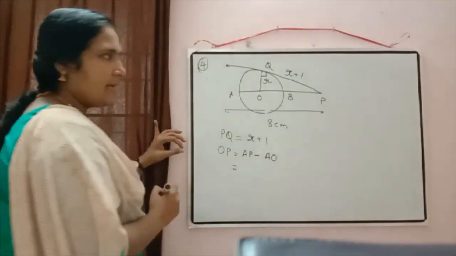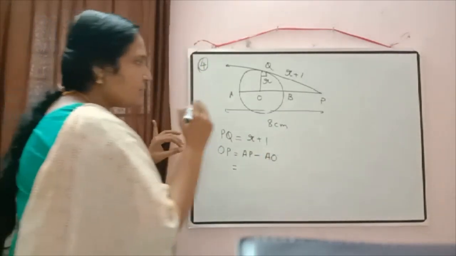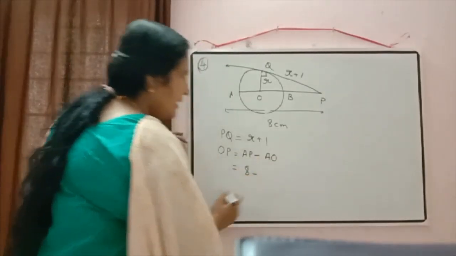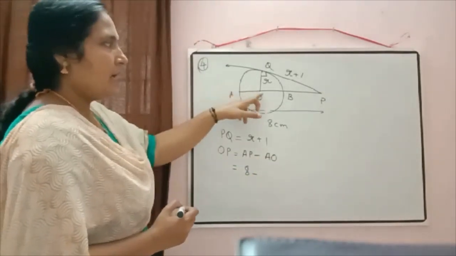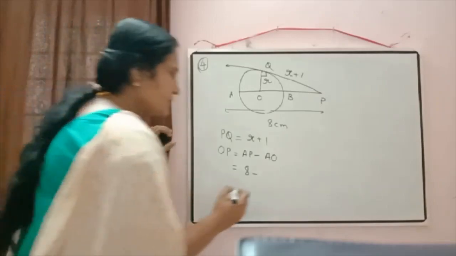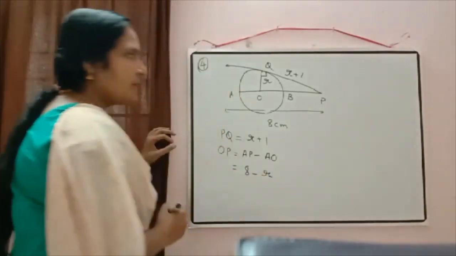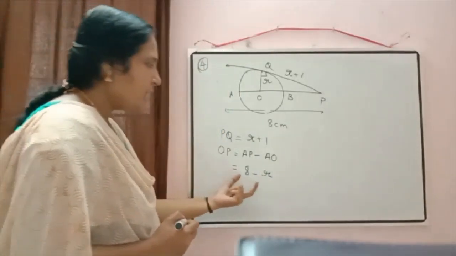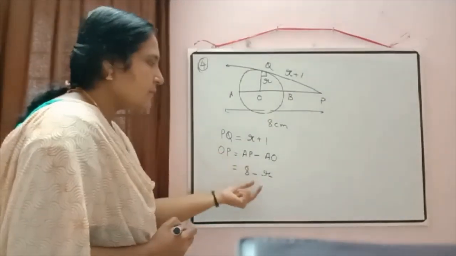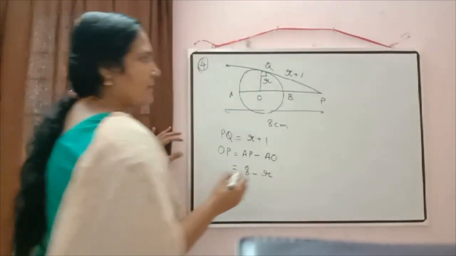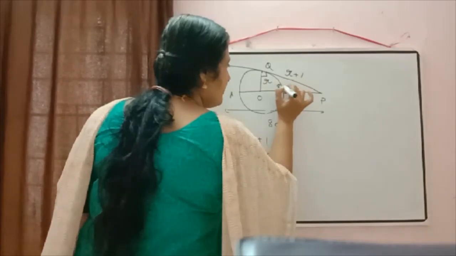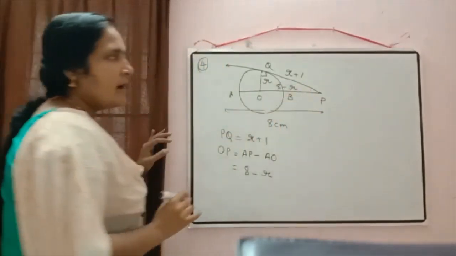How much is AP given? AP is equal to 8 centimeter. And what is AO? AO also is the radius only, so AO will be equal to r. Then what are we getting here? OP is equal to 8 minus r. So here we can mark OP as 8 minus r.